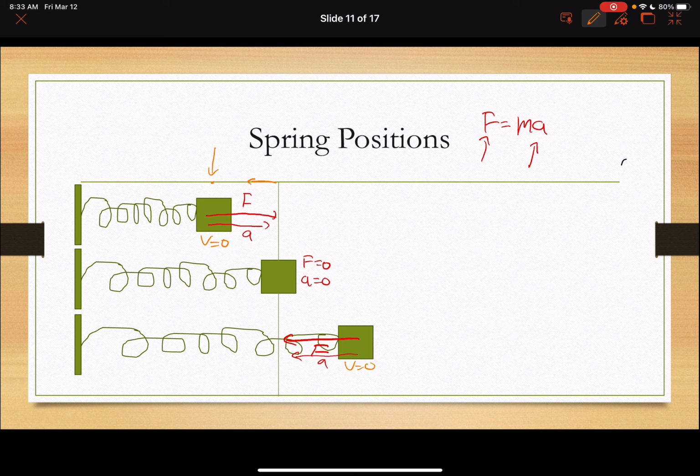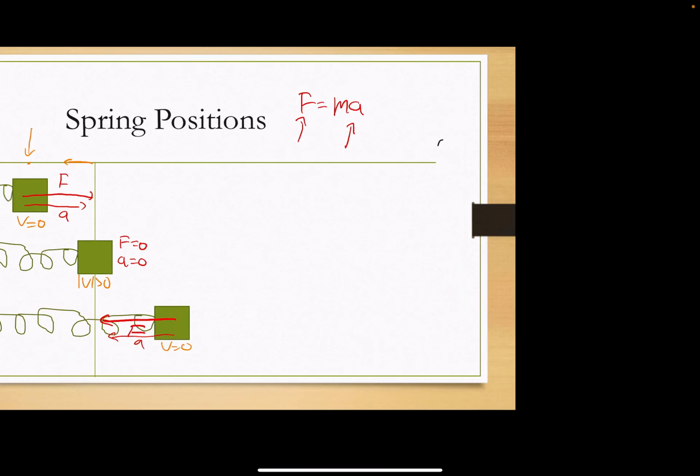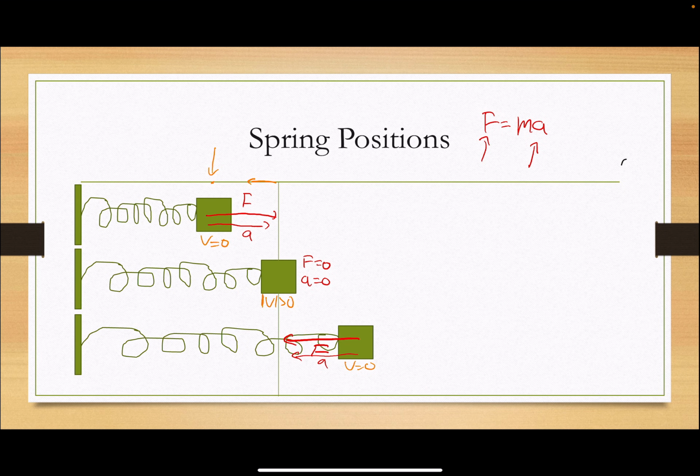In the middle, we have some velocity that's greater than 0. It depends on which direction you're coming from. If you're moving to the right, then the velocity is positive. If you're moving to the left, the velocity is negative, but it's not 0. And so that's why I put the absolute value signs there, because the absolute value of the velocity, the magnitude of the velocity, is greater than 0. I just don't know the direction, which is the positive or negative.